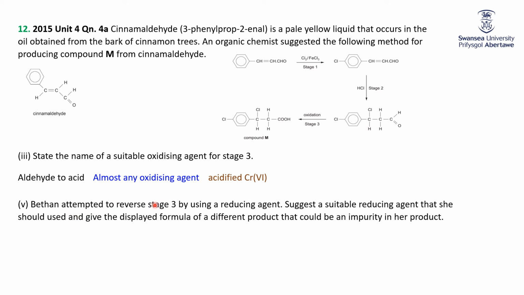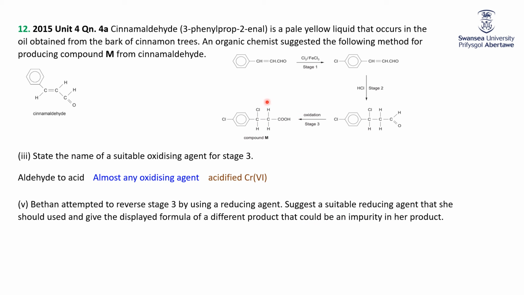Bethan attempted to reverse stage 3 by using a reducing agent. So here we want to reduce an acid to the aldehyde. What's a suitable reducing agent that she can use? And also, is there going to be a different product that could have been an impurity?